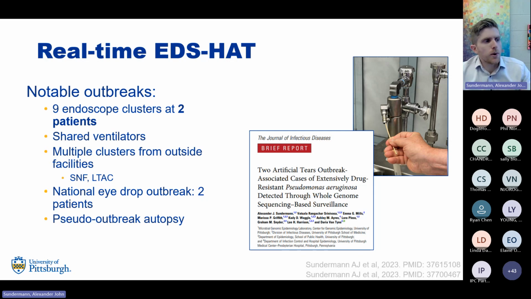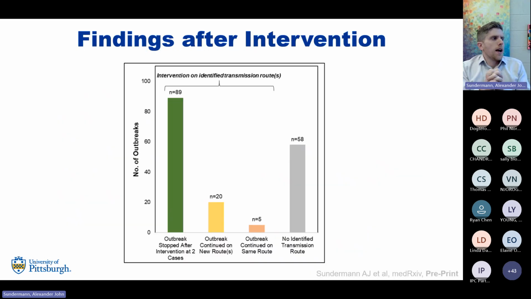But what did we find after we made an intervention? As soon as we made an intervention, 89 of the outbreaks stopped immediately after 2 cases, meaning we saw no further cases grow in the outbreak once we made an intervention. There were 20 outbreaks that kept on growing, but only on different routes of transmission, which we had not yet intervened upon. And then we only saw 5 outbreaks continue on the same route of transmission after an intervention. But we have some data that I'm not going to necessarily go into today that shows why those interventions might have failed. There were 58 outbreaks with no identified transmission route, but I have some additional data on that at the end.